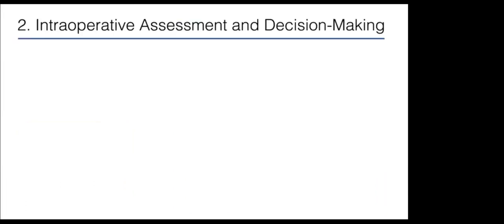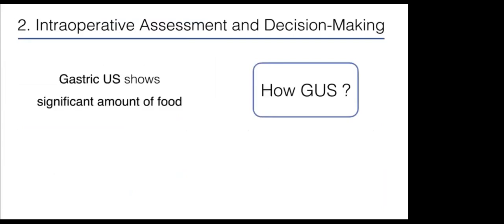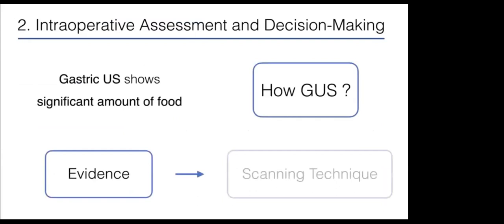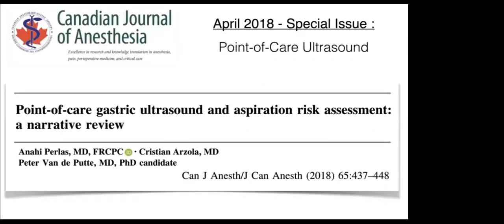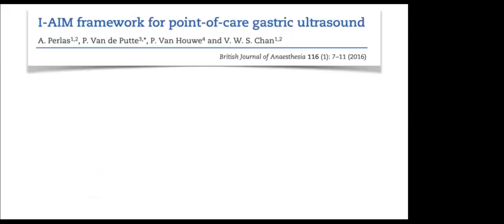The second question is how. In this particular patient, we have a significant amount of food. What is the evidence for this and the scanning technique? This is a narrative review. It's an open access article in a special issue of the Canadian Journal of Anesthesia. We're going to explain our gastric ultrasound in the IMI framework.